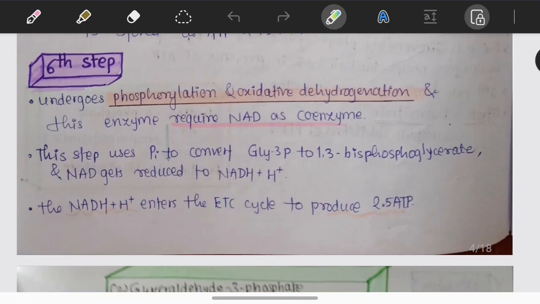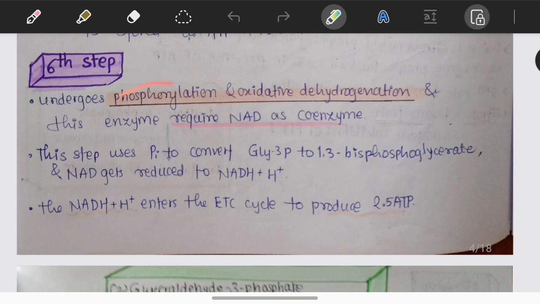Next is the sixth step, which undergoes phosphorylation and oxidative dehydrogenation, and this enzyme requires NAD as a coenzyme. This step uses inorganic phosphate to convert glyceraldehyde 3-phosphate to 1,3-bisphosphoglycerate, and NAD gets reduced into NADH plus H plus, and this NADH plus H plus enters the ETC to produce 2.5 ATP.